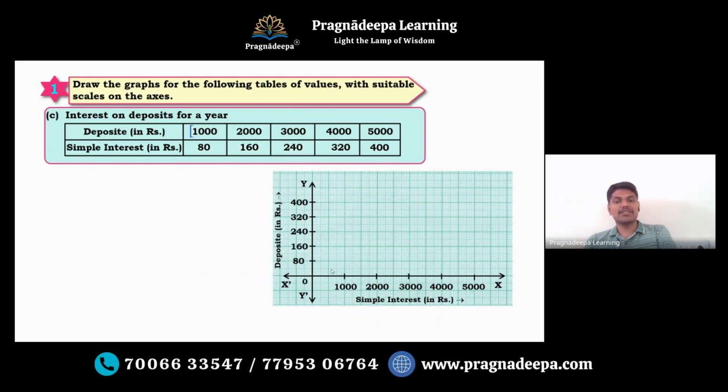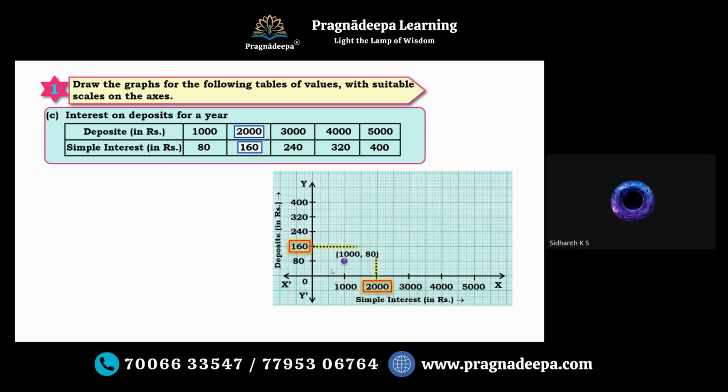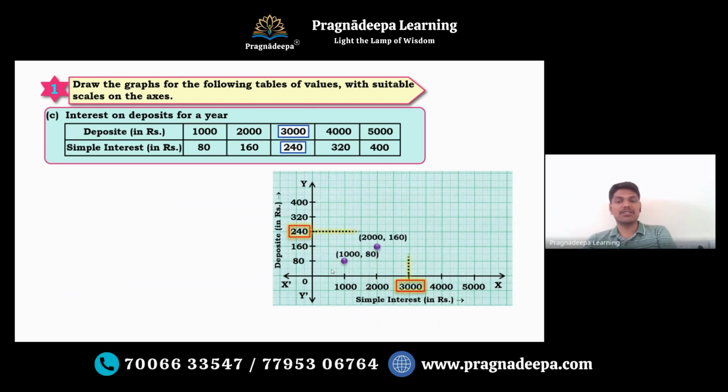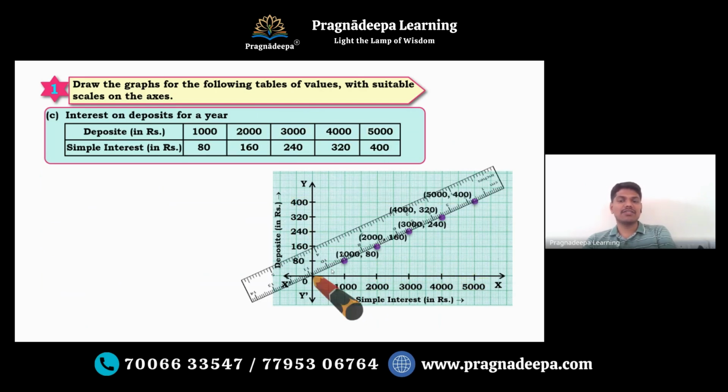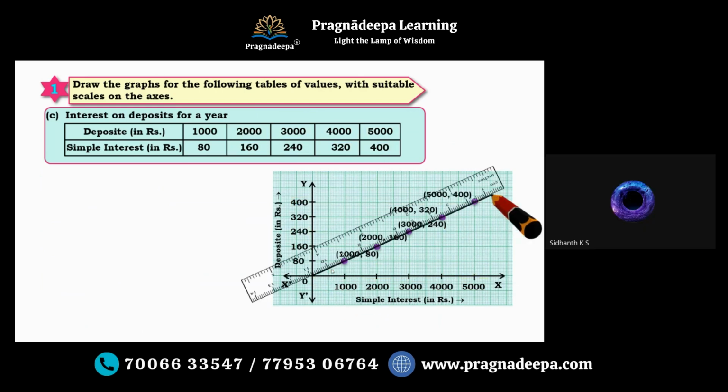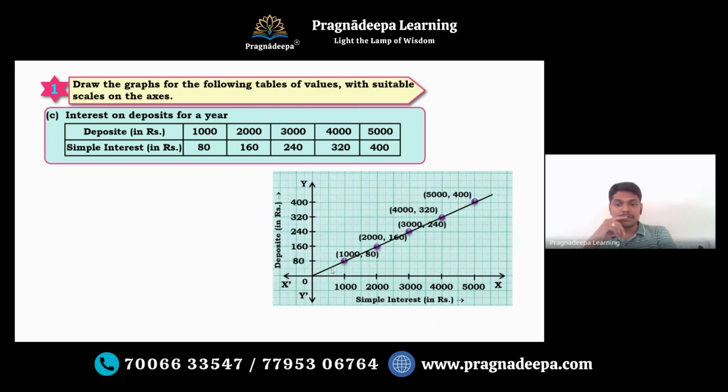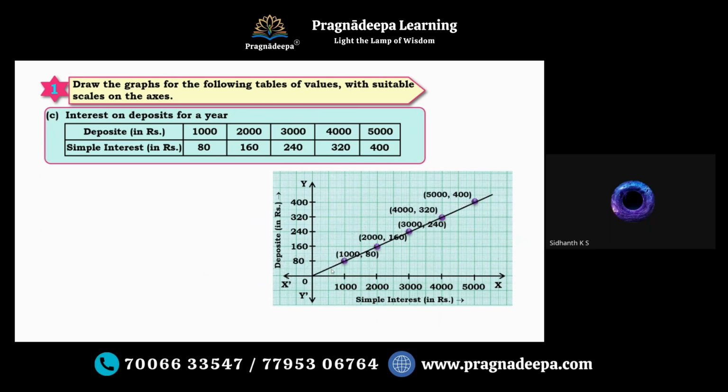So for 1000, it should be 80. Then 160, 240, 320, and 400. Correct? So join all those points. They are also in a collinear line, sir.